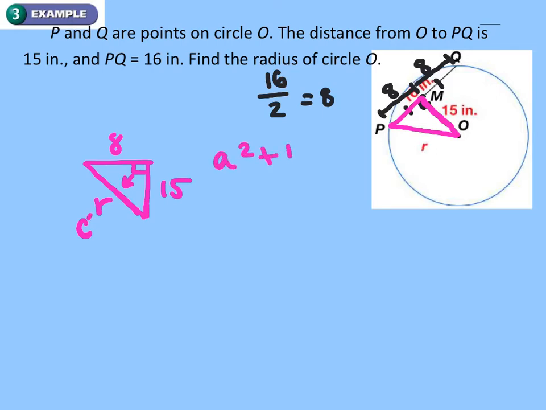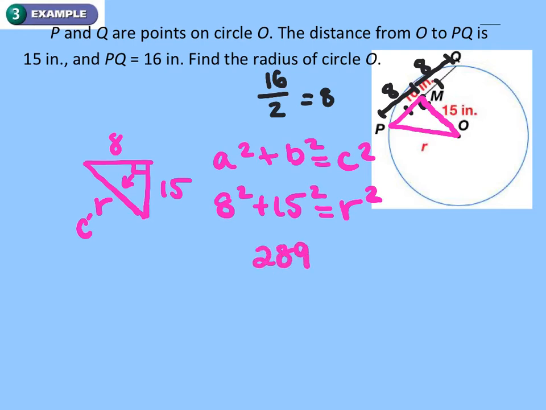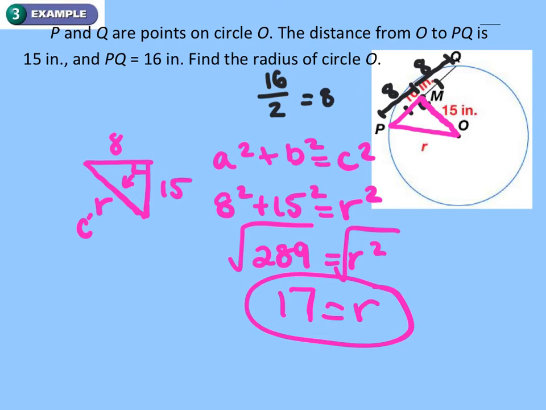So if I use a squared plus b squared equals c squared, that gives you 8 squared plus 15 squared equals r squared. So if I add 8 squared plus 15 squared, it gives you a value of 289 equals r squared. And then if you take the square root of 289, it gives you a value of 17. So the length of the radius, or r, is 17.